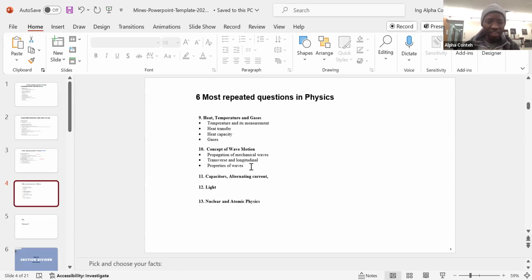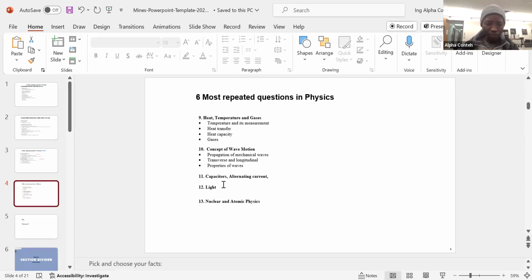And the next topic, which is the 11th topic for this session, will be capacitors and alternating currents. This again is another frequent topic normally drawn on in Part 2. Before you go in for your exam, make sure you understand capacitors thoroughly, as well as alternating currents.